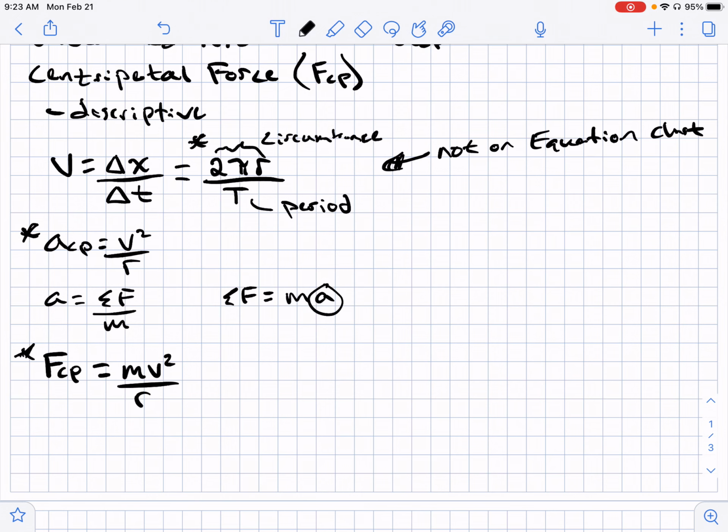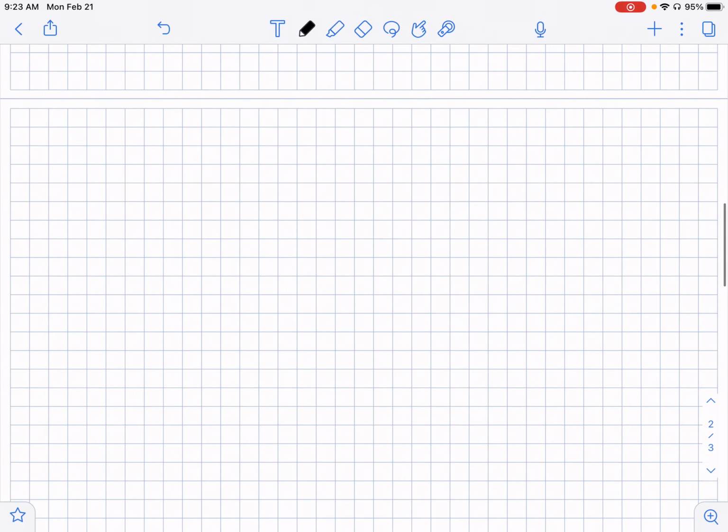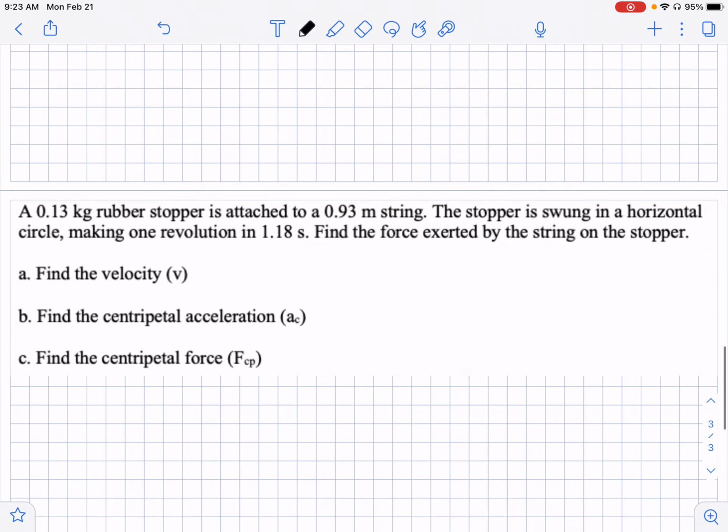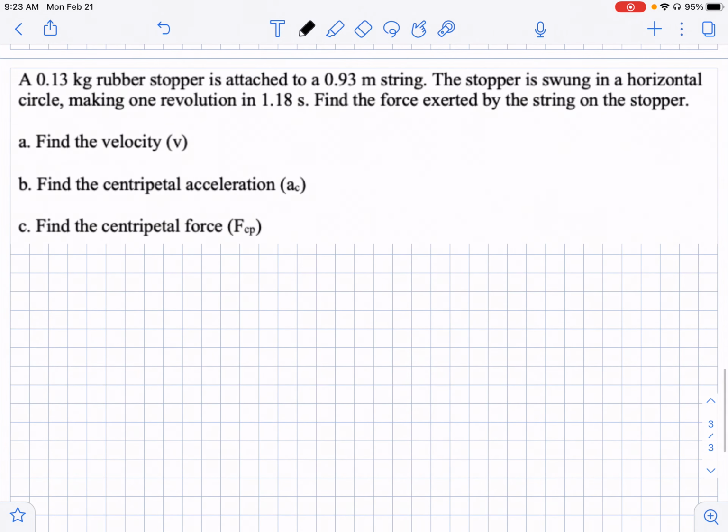So let's go ahead and work an example problem together using some of these new equations. This one says we have a 0.13 kilogram rubber stopper attached to a 0.93 meter string. The stopper is swung in a horizontal circle, so right now we're still talking about horizontal circles, and it makes one revolution in 1.18 seconds. Then we're asked to find the force exerted by the string on the stopper.